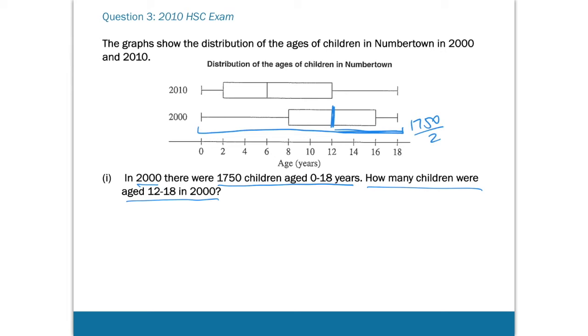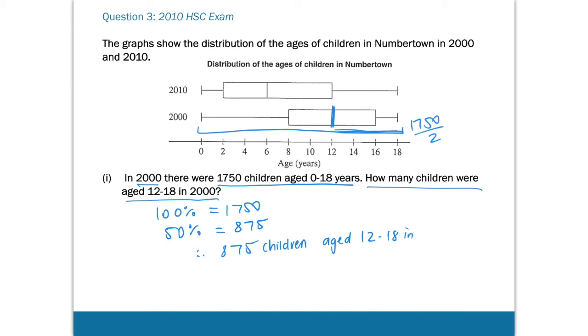So we know that 100% of children in 2000 was 1,750. So therefore 50% would be 875. So therefore 875 children were aged 12 to 18 in 2000.